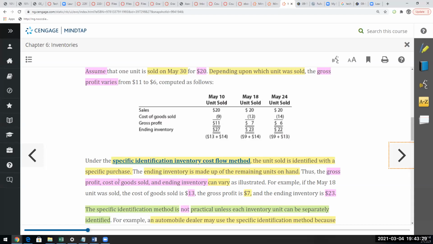So basically, the gross profit and the cost of goods sold and the ending inventory can vary. That's what we saw up here. And we can see that the cost of goods sold is $13 in the middle. That means the gross profit was 7. That means the ending inventory is 3. So depending upon which item is sold, you have three different numbers. Now, specific identification here is really not practical, as I tried to illustrate with barcoding every item. That's not really something that's done very often. It's not practical. However, we could do that with cars.